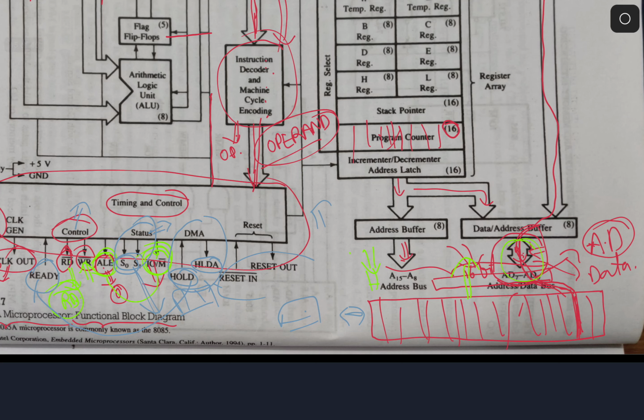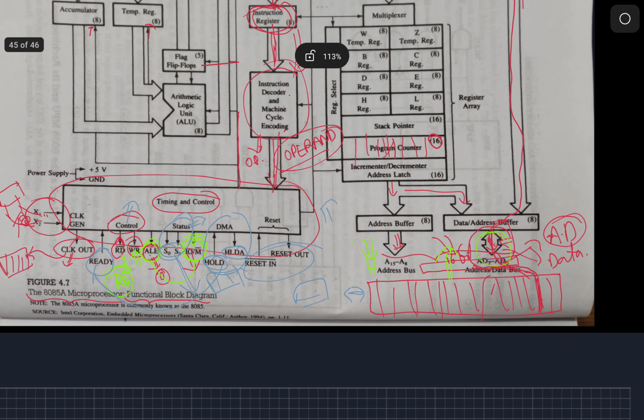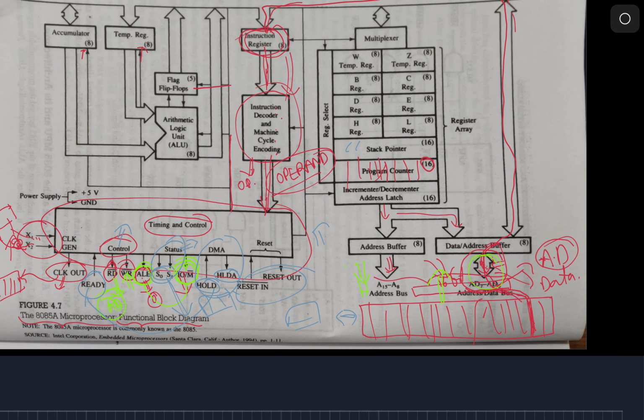And we have reset in, reset out, and these resets are used to point the program counter to some predefined memory location. So for example, in most cases, if a reset signal comes, our program counter points to, for example, 0000, the initial location, and the instruction starts. Okay.